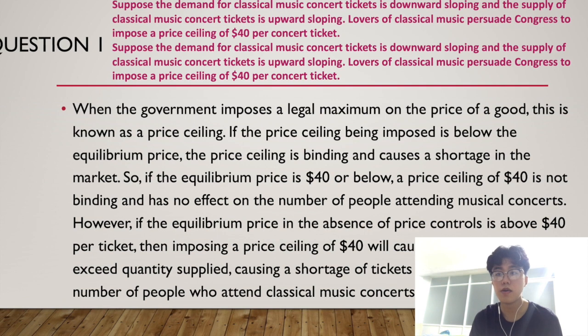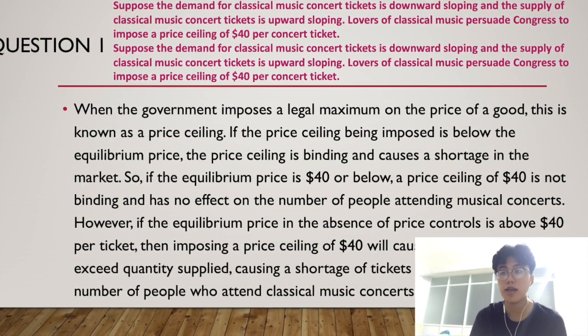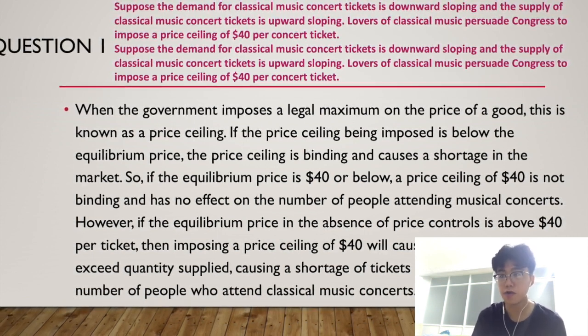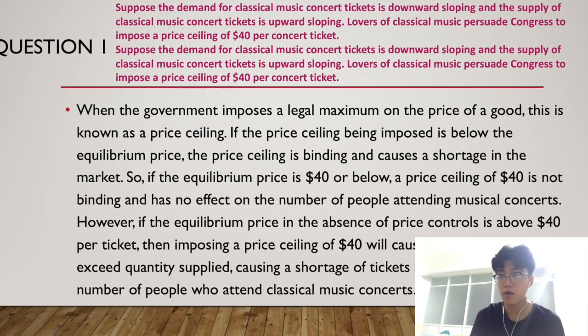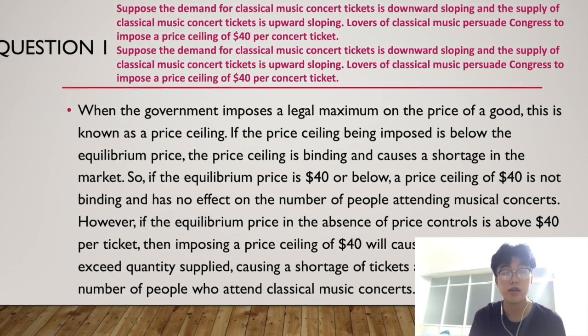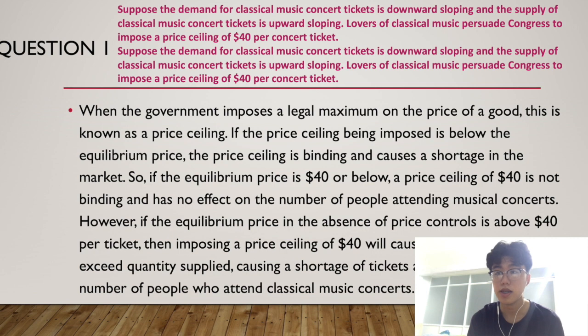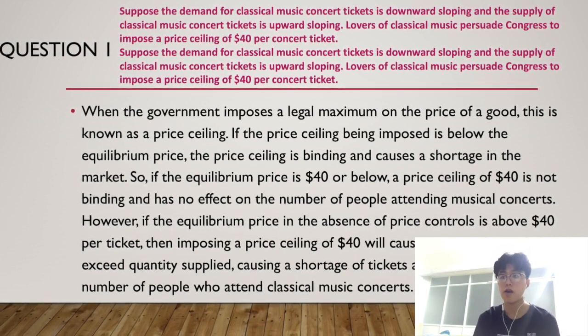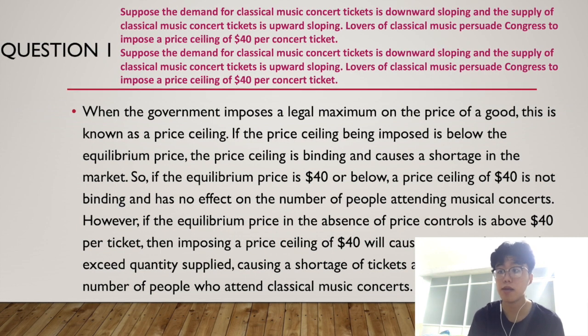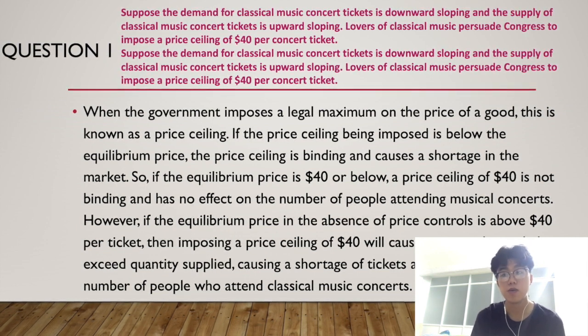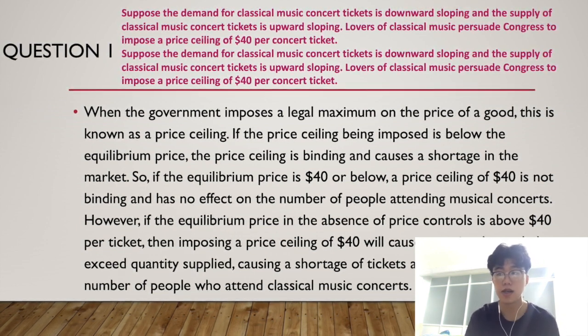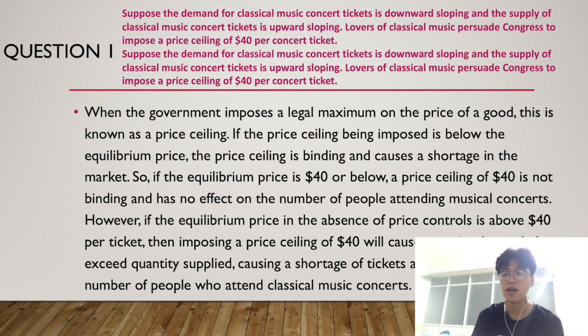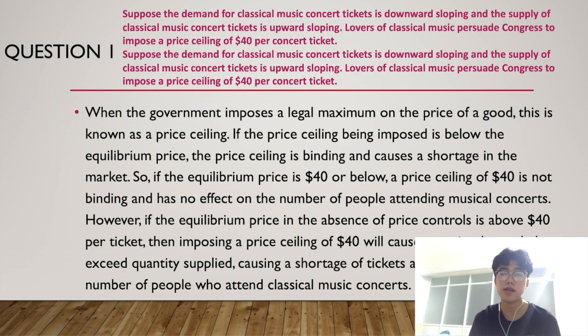However, if the equilibrium price in the absence of price controls is above $40 per ticket, then imposing a price ceiling of $40 will cause the quantity demanded to exceed the quantity supplied, causing a shortage of tickets and a decrease in the number of people who attend the classical music concerts.